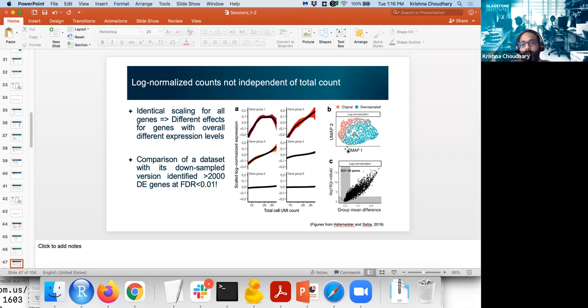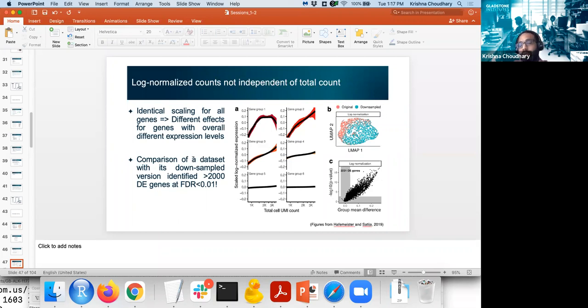The authors of this are from the same lab that is behind the scRNA package. And what they found was that log normalization is also not leading to that desired goal of independence of normalized expression values versus the total cell UMI count. We still see trends which are not ideal, and they can lead to false discoveries, or false positives, in our steps of differential analysis.